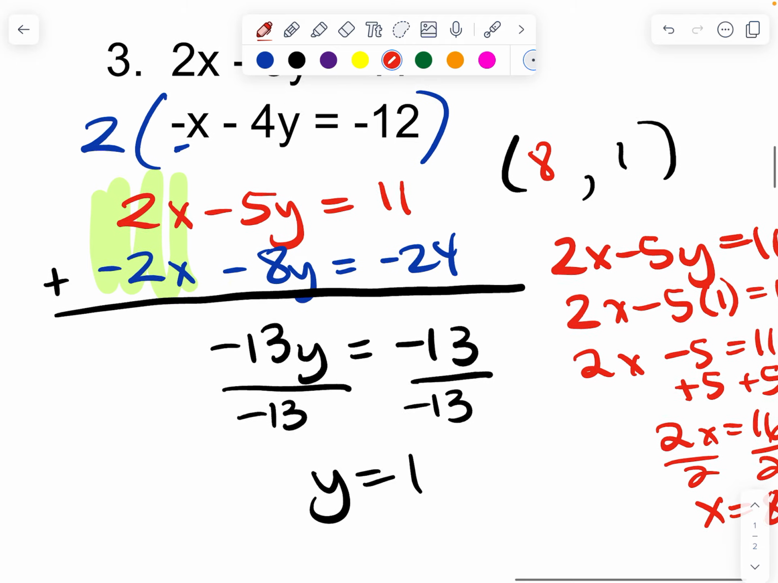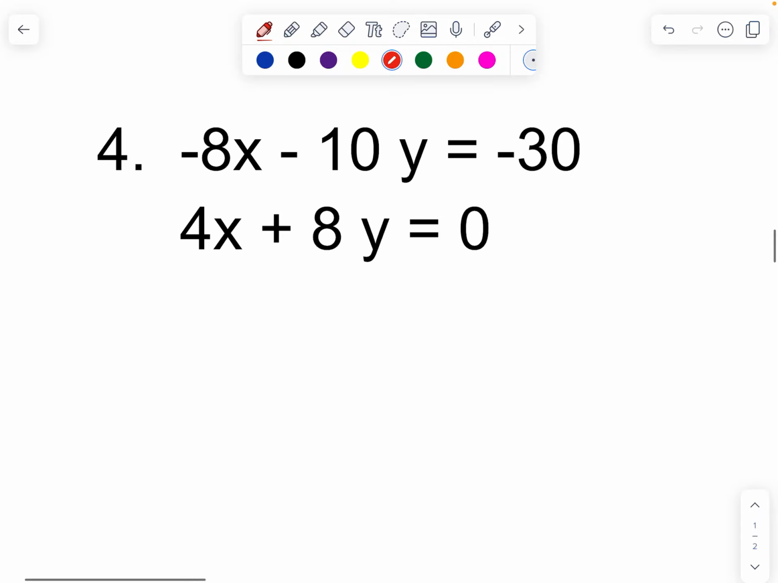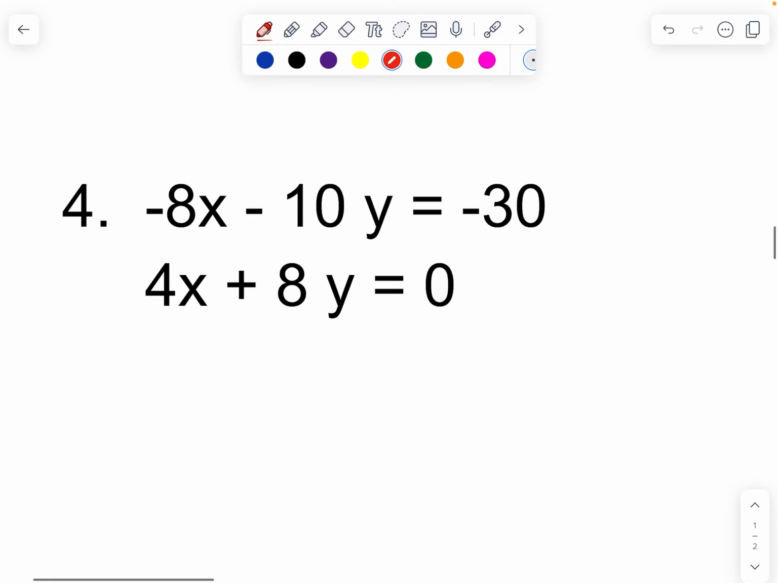Okay, come on. There we go. So I look at this one. Uh-oh, none of the coefficients are 1. So now I have to look closer. As I look closer at these, does 4 go into -8? It does. So I look at this one. Does 8 go into 10? It does not. So that means I want to eliminate my x variables.